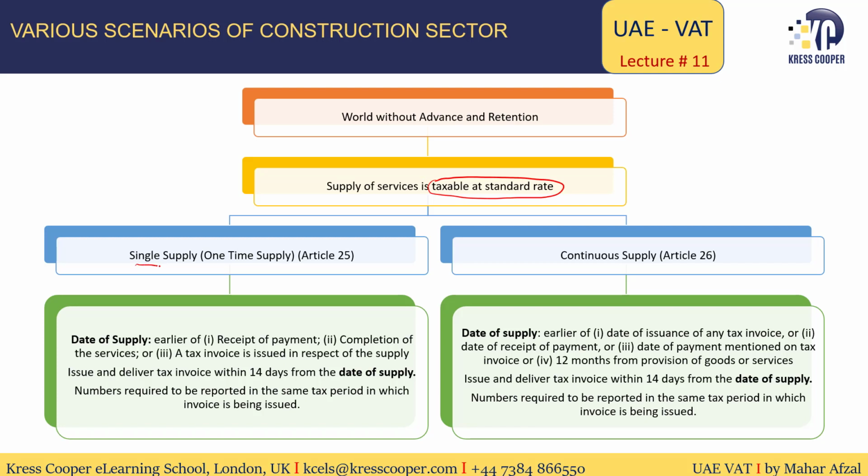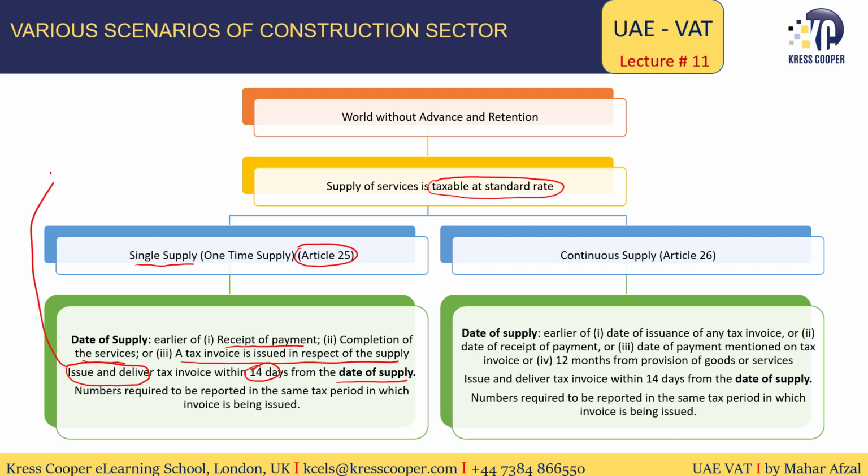In case this is a single supply by the contractor, Article 25 of the UAE VAT law deals with this. They said the date of supply will be earlier of receipt of payment, earlier of completion of services, or earlier the tax invoice is issued in respect of that supply. So out of these three things, whichever will come first, it will be considered date of supply. And law requires invoice related to this supply required to be issued within 14 days from the date of supply. And the tax period in which that invoice is being issued is required to be reported in the same tax period. I have used the word here, invoice required to be issued and delivered within 14 days.